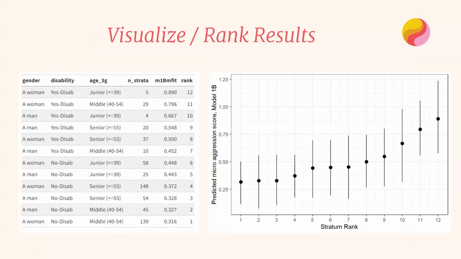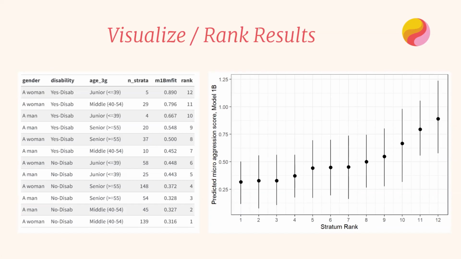And I think the big advantage of this approach, which is important to see, is you can then rank a predictive model on how much the different strata, again you see them here, for example a woman who has a disability and is a junior, younger than 39 years of age, how these rank comparatively one to the other.